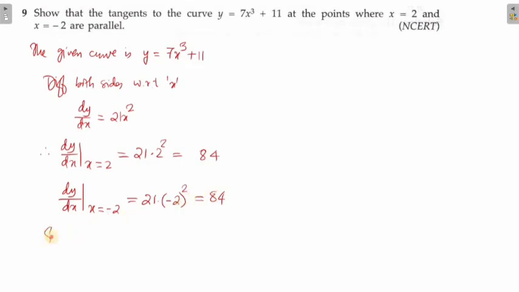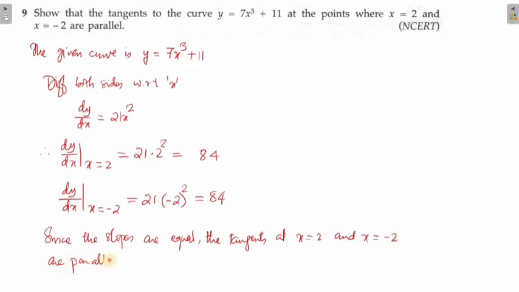So since the slopes are equal, the tangents at x equals 2 and x equals minus 2 are parallel. Okay, so this thing you need to understand, right? So pause the video and note down the solution.